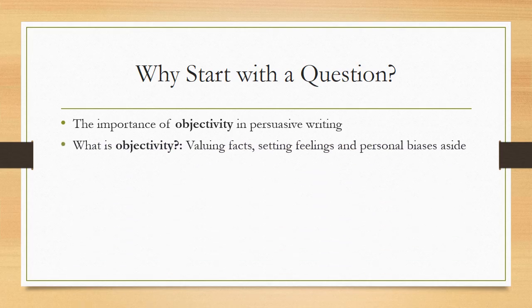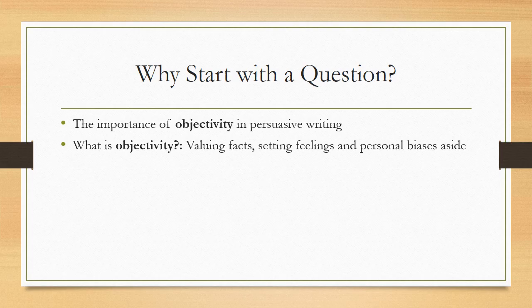So objectivity is valuing facts, setting feelings and personal biases aside. Feelings are very important. They can help us spot fake news. But when you want to remain objective, don't set them aside completely. You should be passionate about your topic, but don't let them override logic. Use emotion when it's necessary and helpful, but let logic dominate, and make sure your evidence is factual and true and not just made up stuff.